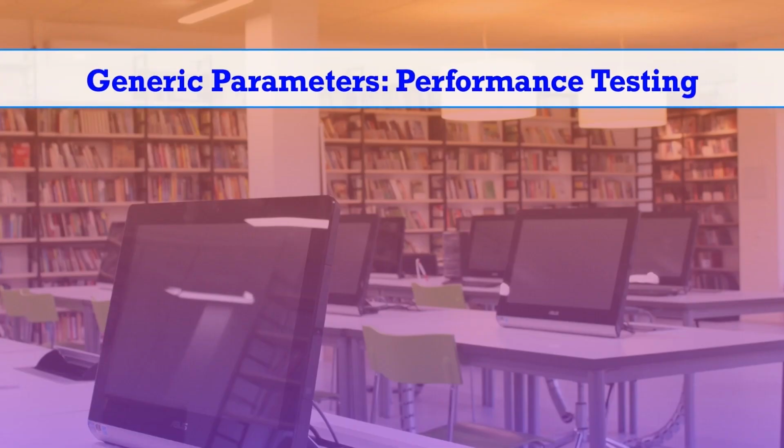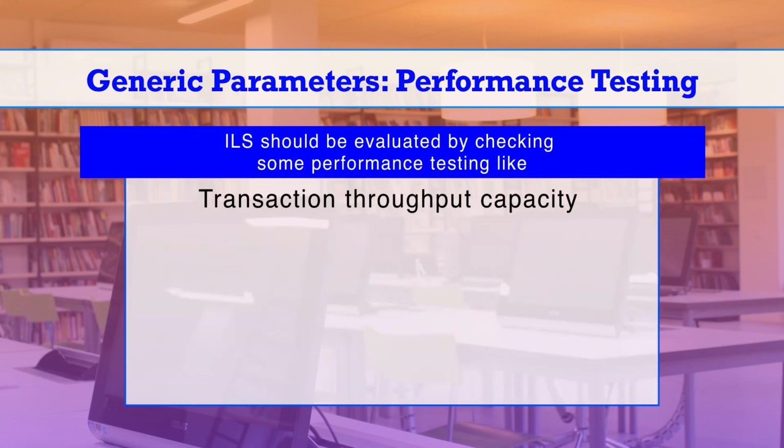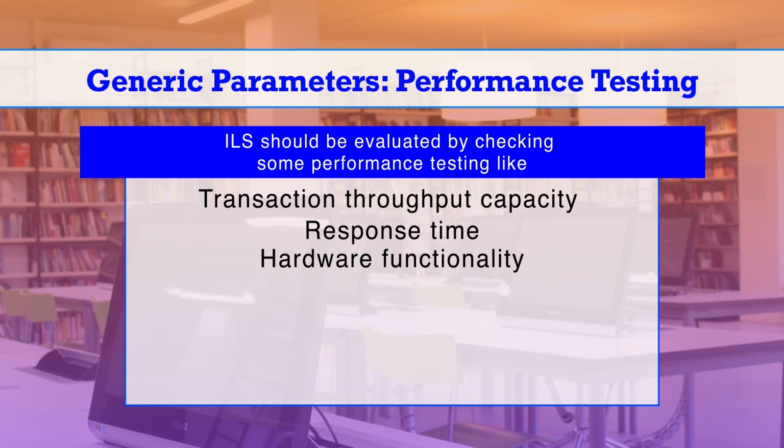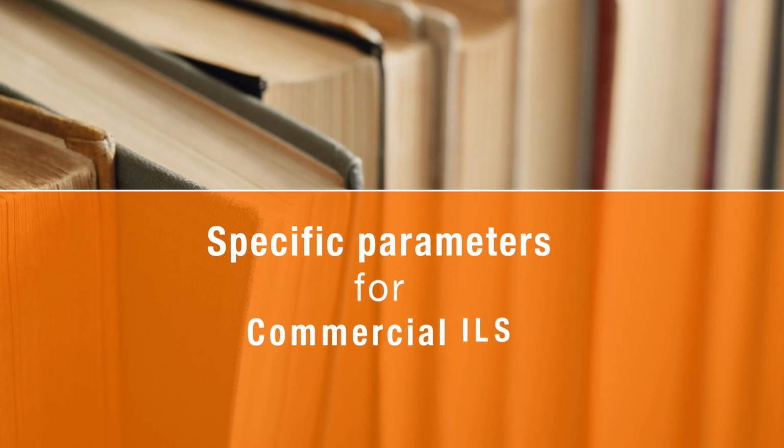Then performance testing needs to be done. ILSs should be evaluated by checking performance measures like transaction throughput capacity, response time against a particular search or module functionality, hardware functionality, conversion testing, that is data conversion testing, database loading and index building. These are the throughput capacities we need to check for every ILS we are going to select. Now, you can select a commercial software, or you can select an open source software.